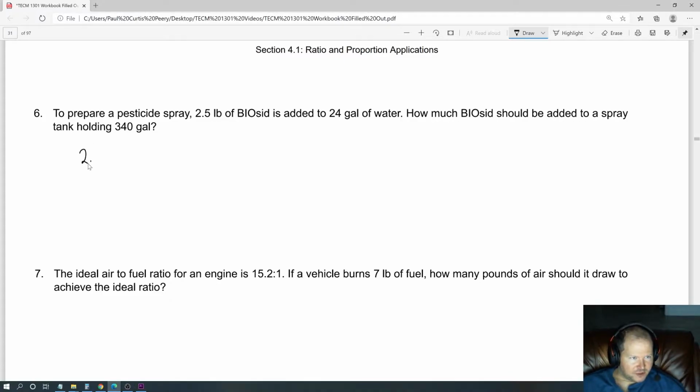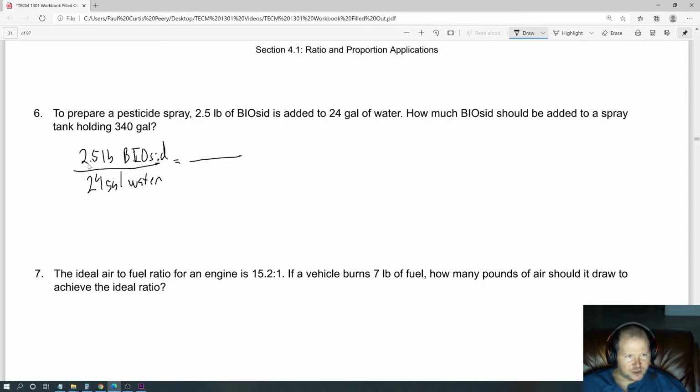So let's see, the first one is saying for every 2.5 pounds of biocid, you have 24 gallons water. Okay. Now I put more information in there than was necessary. I'm just trying to make it really obvious where the numbers go, where the units go.